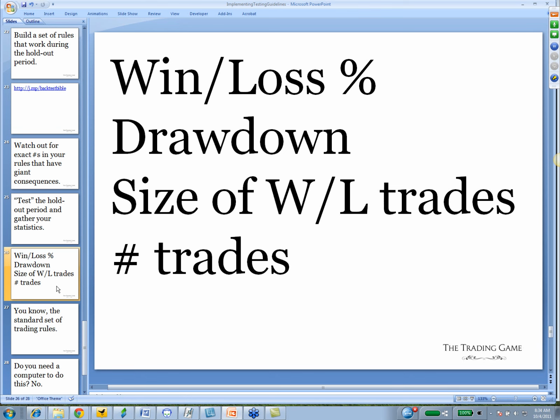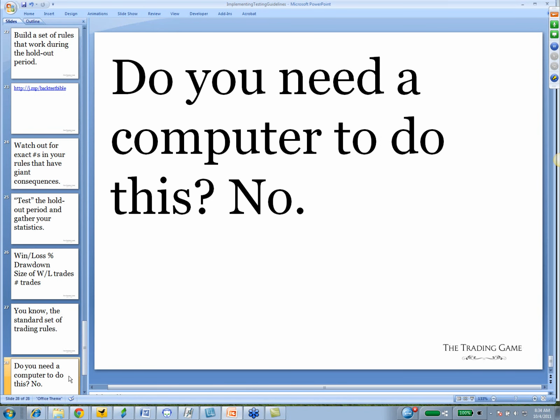Standard Wallaby divergence, 5-minute chart, euro dollar, holdout period of September through December of 2008, and then January of 2006 through March of 2006. And here's what I produced. Here are my statistics. Do you need a computer to do this? No, you don't need a computer to do this.